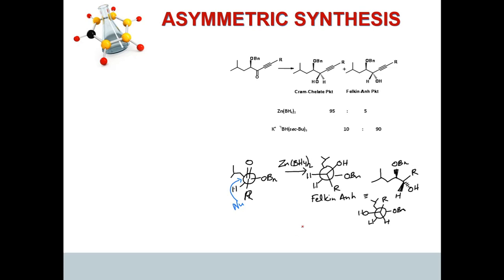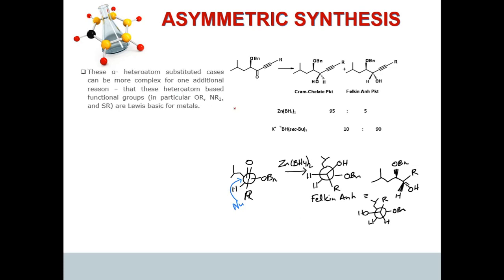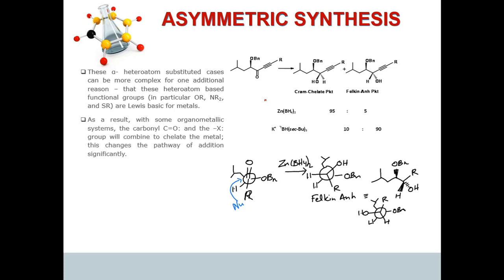Let us take another example. The alpha heteroatom substituted cases can be more complex for one additional reason, that these heteroatom based functional groups are Lewis bases for metals. As a result, with some organometallic systems, the carbonyl carbon and the X group will combine to chelate the metal, and this changes the addition pathway significantly. Now when this chelation happens, we are going to end up with a different isomer.